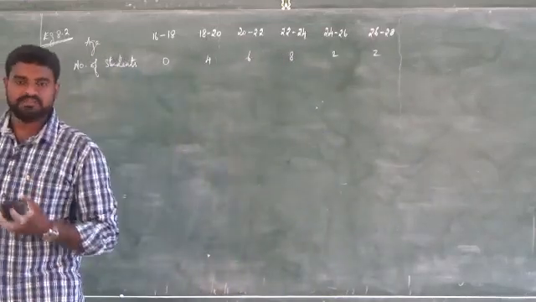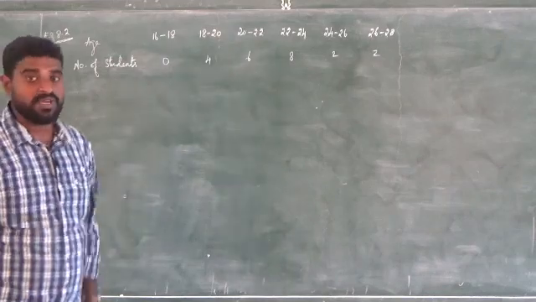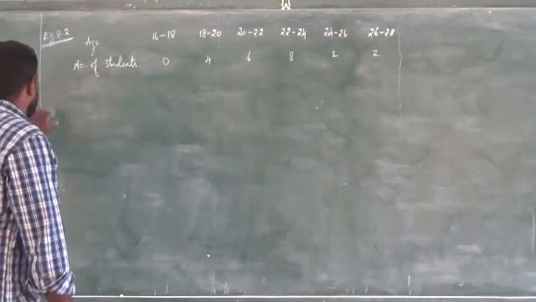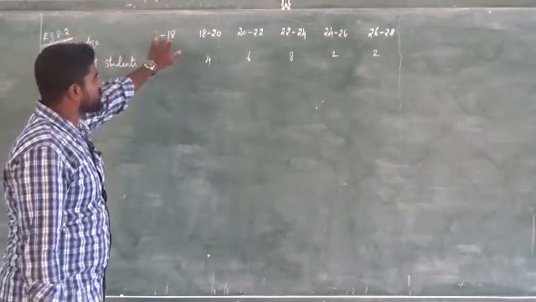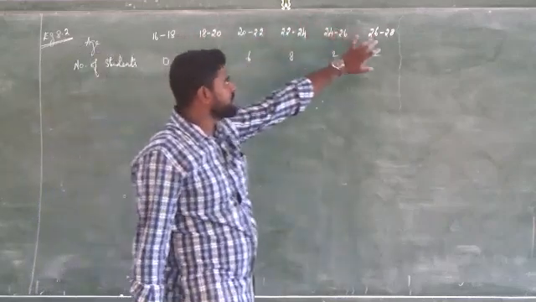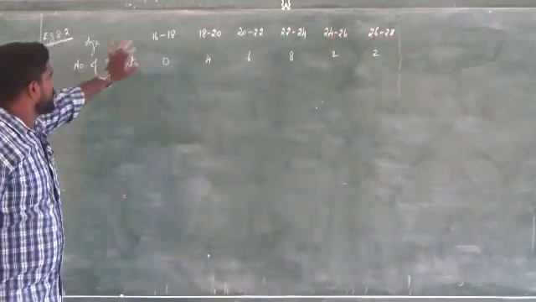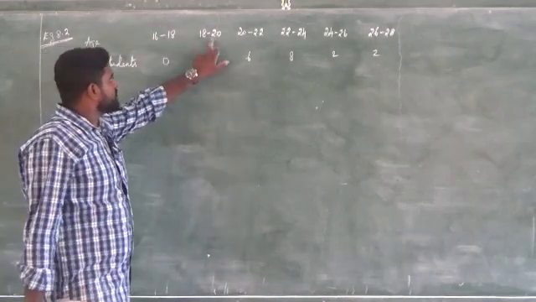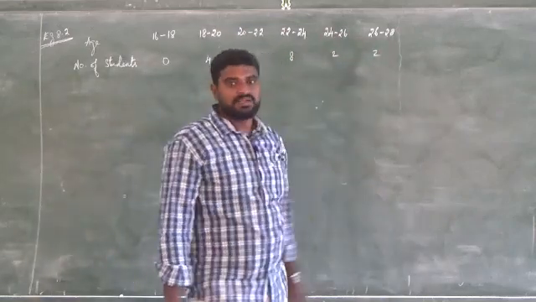From the question, we need to find the range. No need to find the coefficient of range. They are asking only the range value. Here, age is given. The age groups are 16 to 18, 18 to 20, till 26 to 28, and the number of students are given. In 16 to 18 there is no student, in 18 to 20 there are 4 students, and until 26 to 28 there are 2 students.